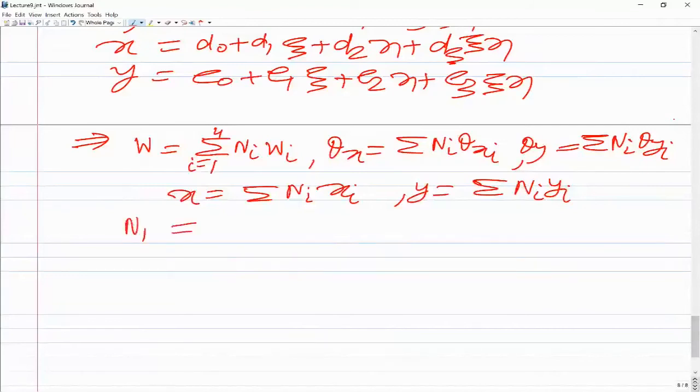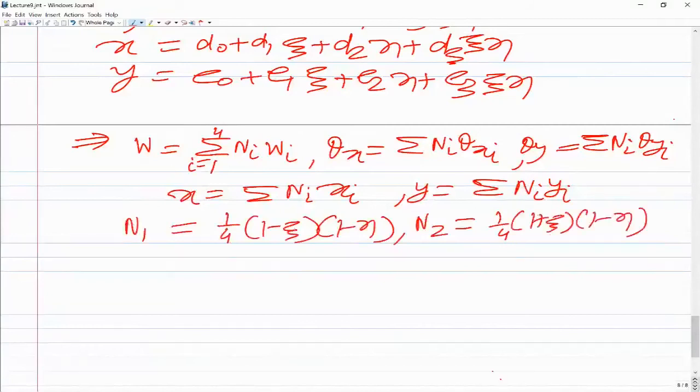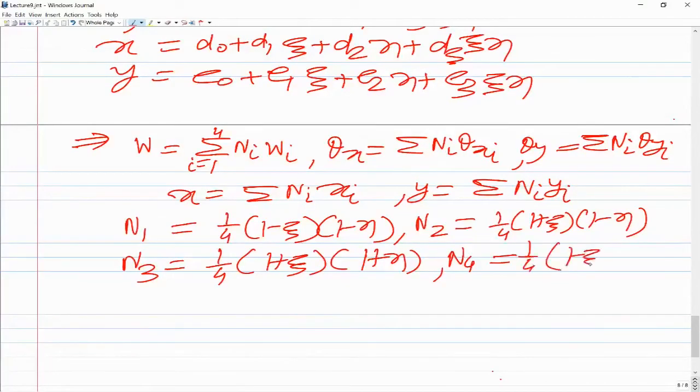N1 for the 4 noded isoparametric element, the shape function N1 is 1 by 4, 1 minus xi, 1 minus eta. N2 is 1 by 4, 1 plus xi, 1 minus eta. And N3 is 1 by 4, 1 plus xi, 1 plus eta. And N4 is 1 by 4, 1 minus xi, 1 plus eta. So these are your shape functions. So once you have this idea, the rest of the derivation is similar. Any element you want to develop, the derivations are going to be similar.